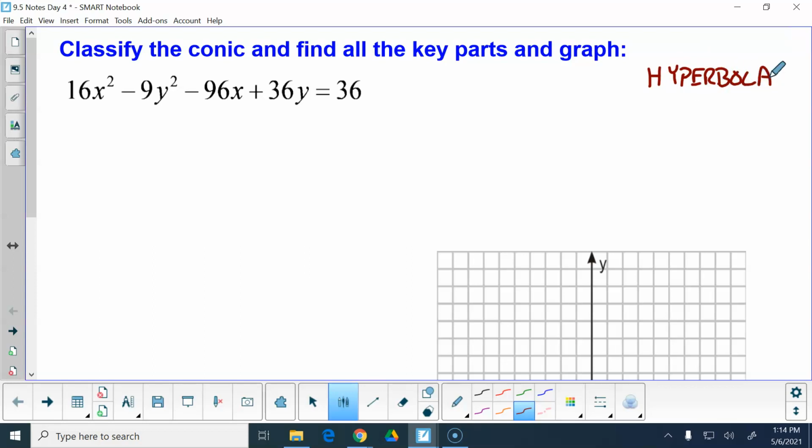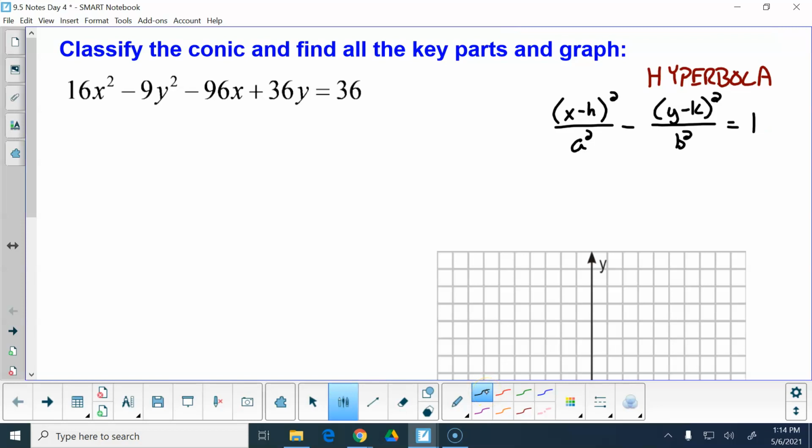So that means it's going to take the form x minus h quantity squared all over a squared minus y minus k quantity squared all over b squared equaling 1. Okay. Because the x squared comes first. If in the actual equation the y squared comes first, then it would be the other one. So that's a left and right opening hyperbola.